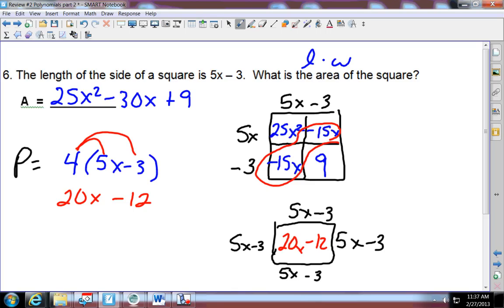Oop, I forgot my x. There we go. That only works on a square where you can multiply it by 4 because all the sides are the same.